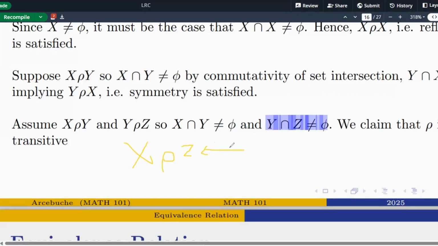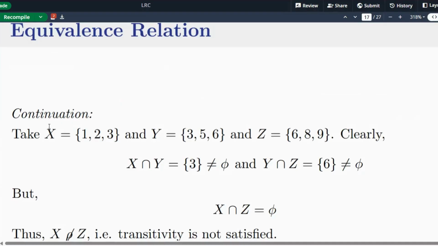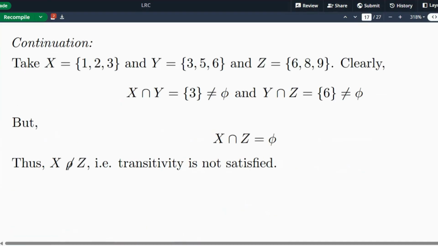Or equivalently, ang ibig sabihin niyan is X, comma Z. Ay, if is X intersection with Z is non-empty. So that's what we're going to check. Ito yung check natin. And actually, ang claim ko dyan is hindi. So, hindi siya transitive. Bakit? Kasi, consider this counterexample. Meron ako counterexample.